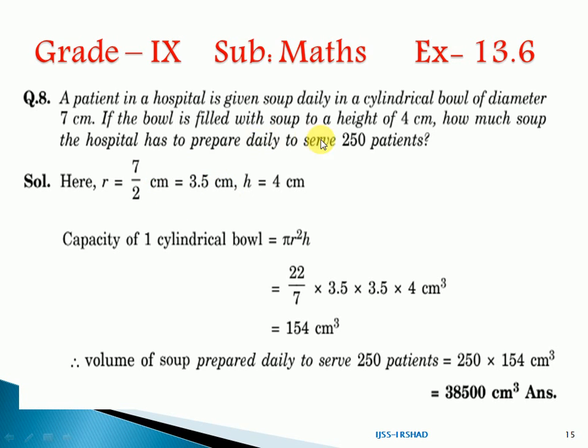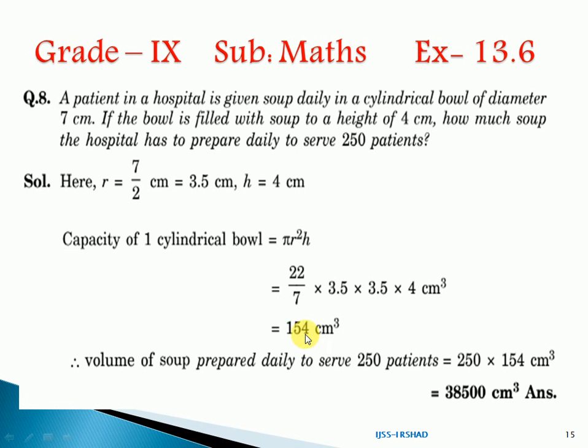And height is given, meaning soup we are filling up to 4 centimeter, that is the height of soup, the 4 centimeter. Now you can find the volume of the soup, or the capacity of one cylindrical bowl, that is equal to pi r square h. Pi value we know, r they have given 3.5, so you can write it squared, and h is 4. When you calculate this, you will get 154 centimeter cube. So this is the volume of soup served to 1 patient.